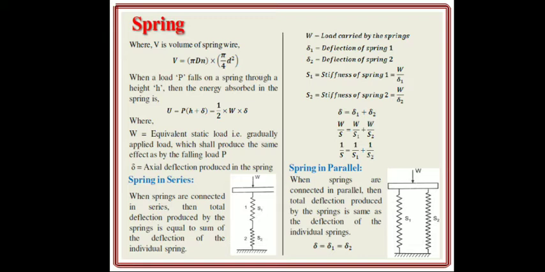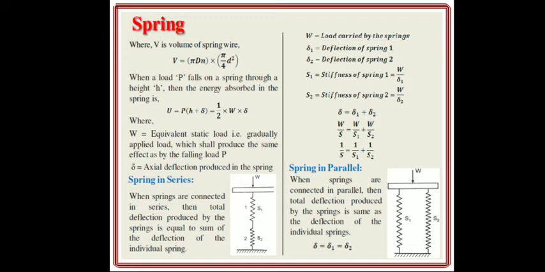When the springs are connected in series, the total deflection produced by the spring is equal to the sum of the deflections of the individual springs. Now we will see how the equation comes for springs in series, where W is the load carried by the spring, delta 1 is the deflection of spring 1, delta 2 is the deflection of spring 2, S1 is the stiffness of spring 1, calculated by W by delta 1, and S2 is the stiffness of spring 2, calculated by W upon delta 2.